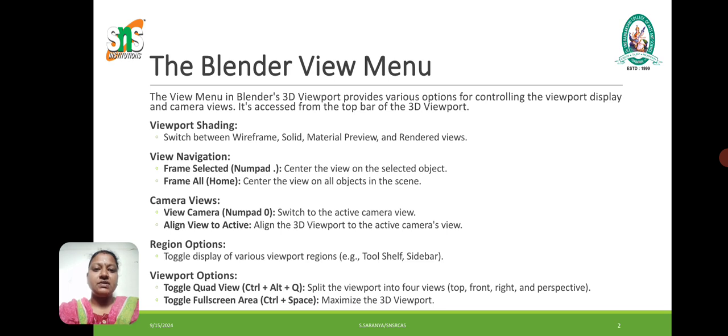Region option toggles the display for various viewport regions, for example the tool shelf and sidebar. Next is viewport option: toggle quad view splits the viewport into 4 views, top, front, right and perspective. Toggle full screen area, control plus space, maximizes the 3D viewport.